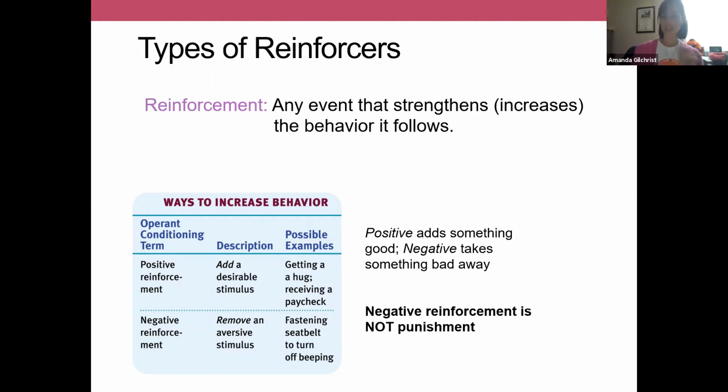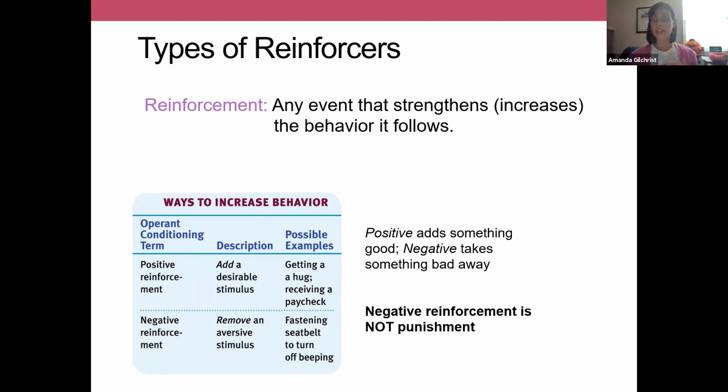Now, here's where people tend to get a little bit mixed up. Negative reinforcement is not punishment. Punishment will always decrease a behavior. Reinforcement, by its very nature, is going to increase a behavior. So negative reinforcement, at least in pop culture, is treated the same as punishment, and that is not the case. So negative reinforcement is basically the idea that I increase the likelihood of a behavior by removing a negative stimulus of some kind. So if I have a headache, I can take some Advil.